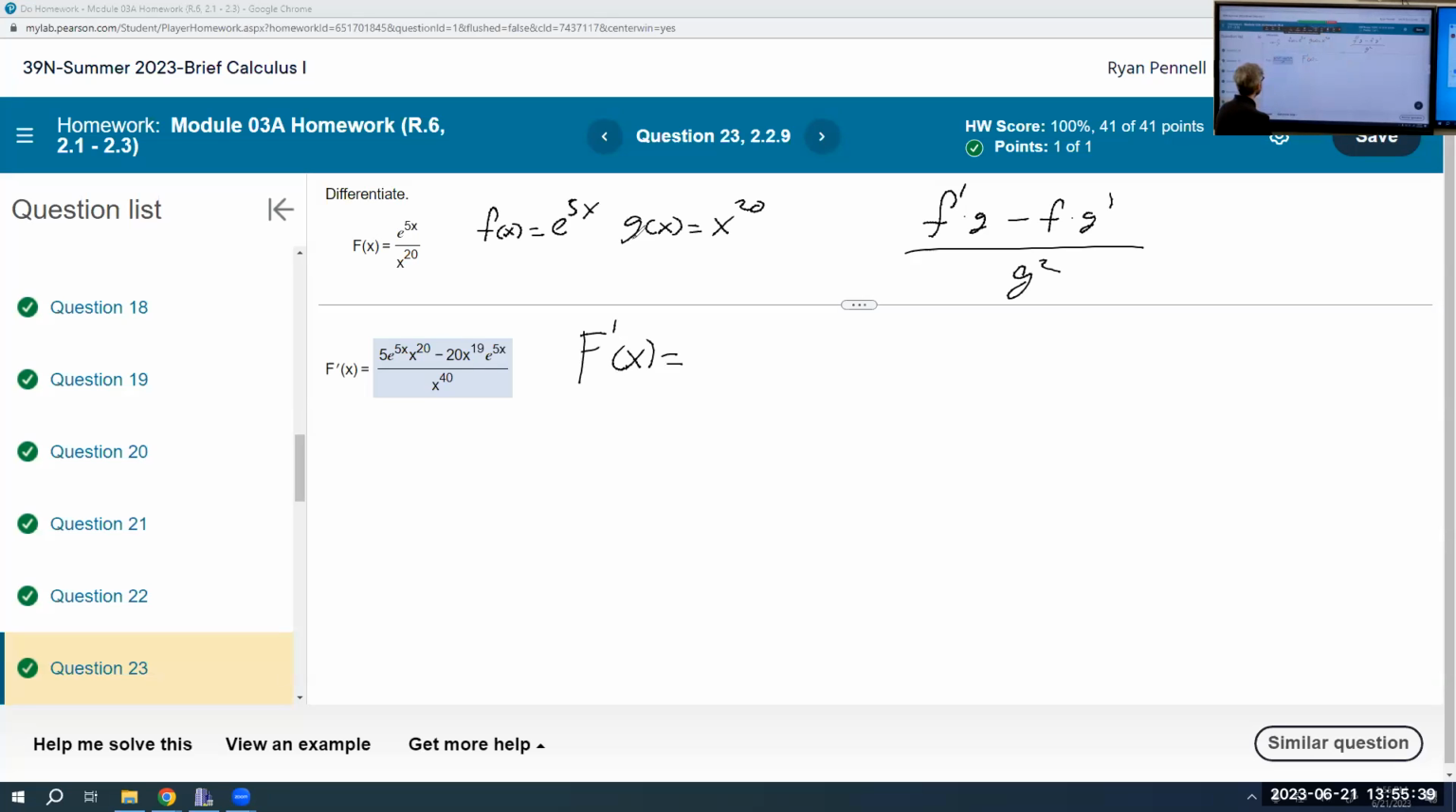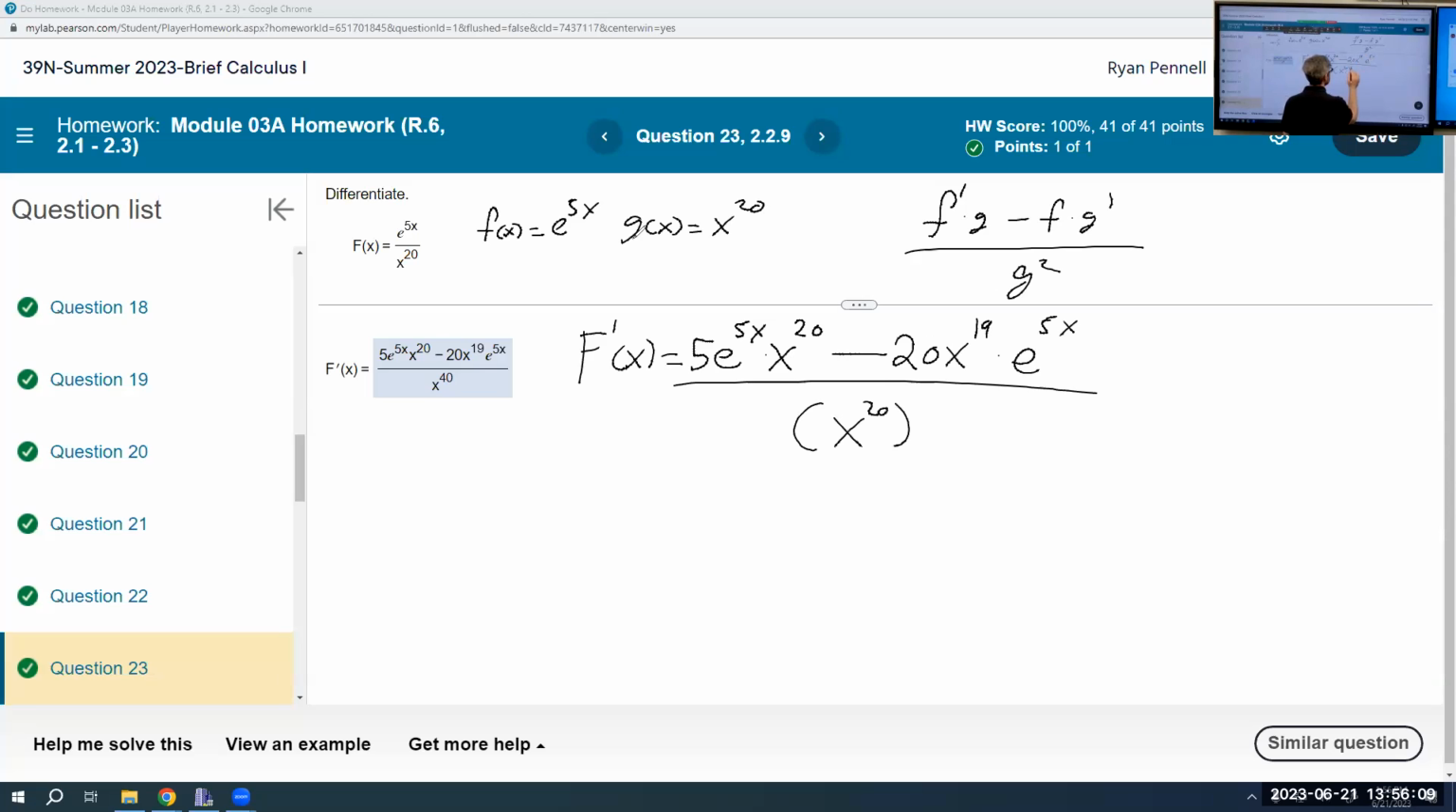So the derivative of e to the 5x just brings down that 5. So we get 5e to the 5x times x squared. Minus, from the formula, derivative of x squared is 2x times e to the 5x. And then on the bottom, we want to square that. So that's x squared squared.